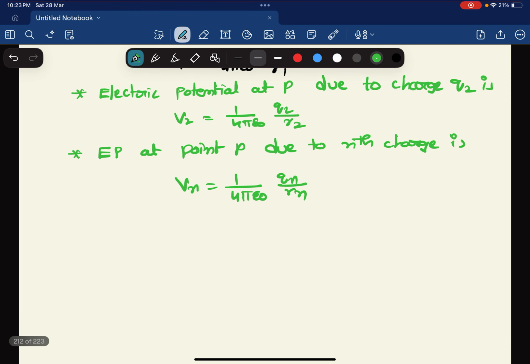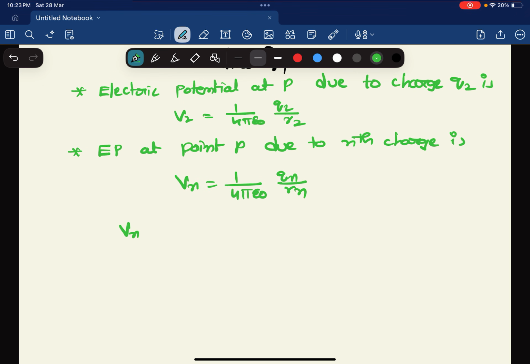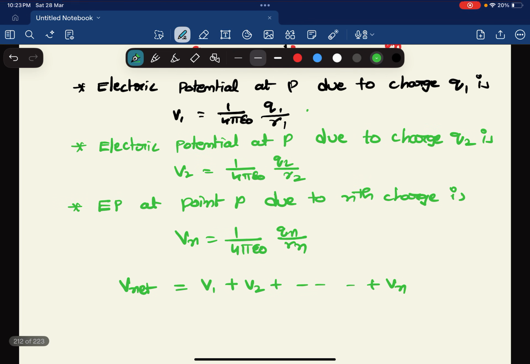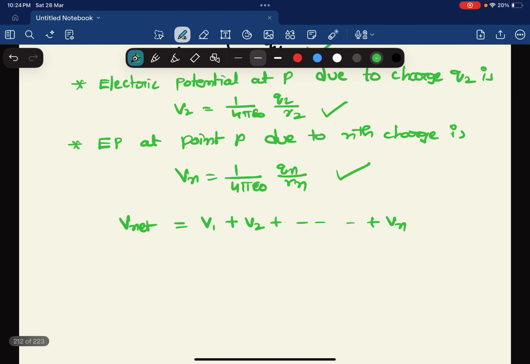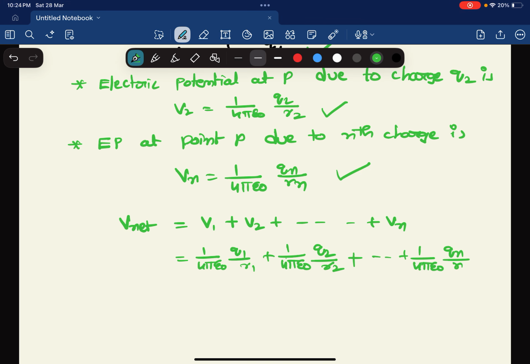Based on this, the net potential according to the superposition principle is equal to the algebraic sum of V1 plus V2 plus and so on plus Vn. We know the V1 formula, V2, and so on, Vn, so I'm going to substitute these formulas here. So V equals 1 by 4 pi epsilon naught into q1 by r1, plus 1 by 4 pi epsilon naught into q2 by r2, plus and so on, 1 by 4 pi epsilon naught into qn by rn.